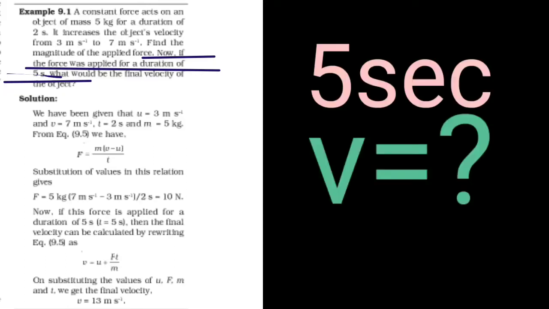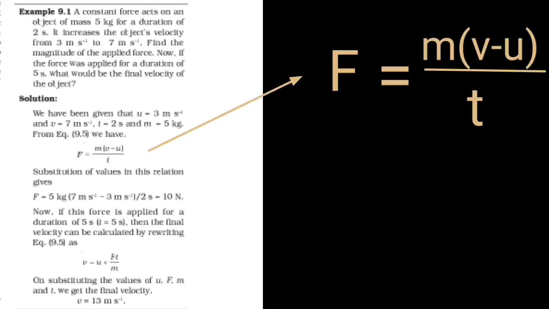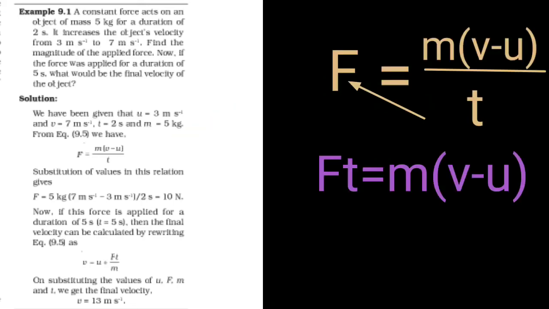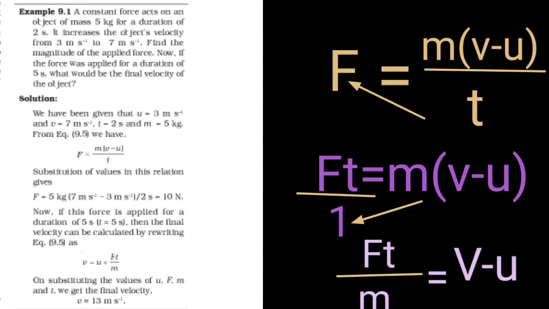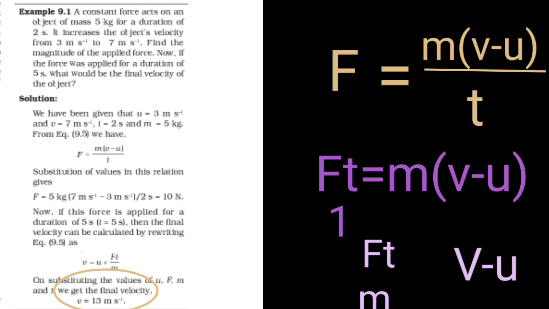Now if the force was applied for a duration of 5 seconds, what would be the final velocity of the object? Again we will use this formula and we will rearrange the terms. On simply substituting the values, we will get the result.